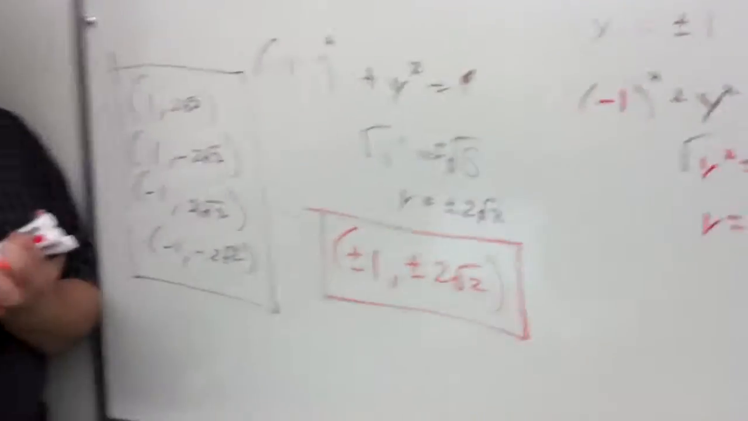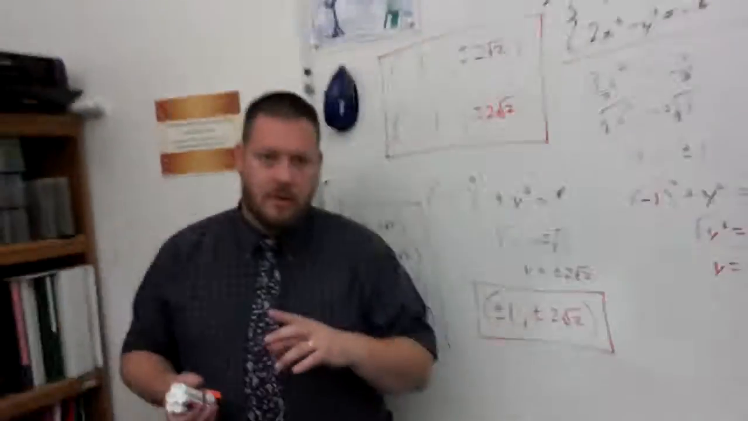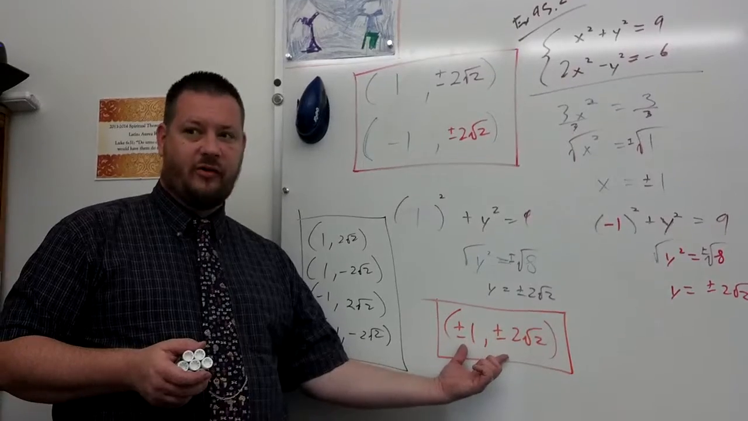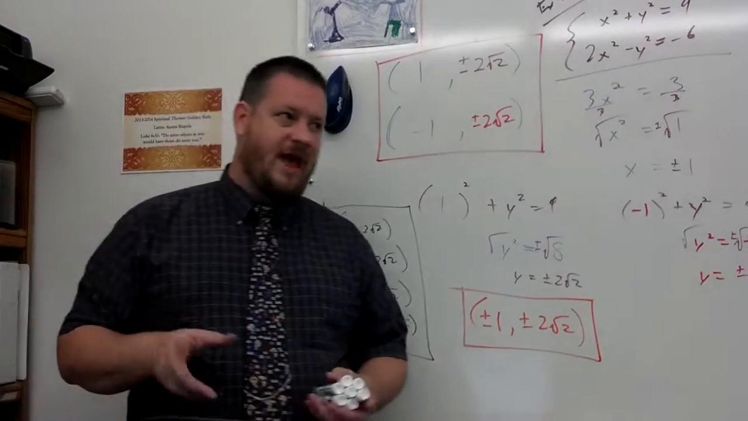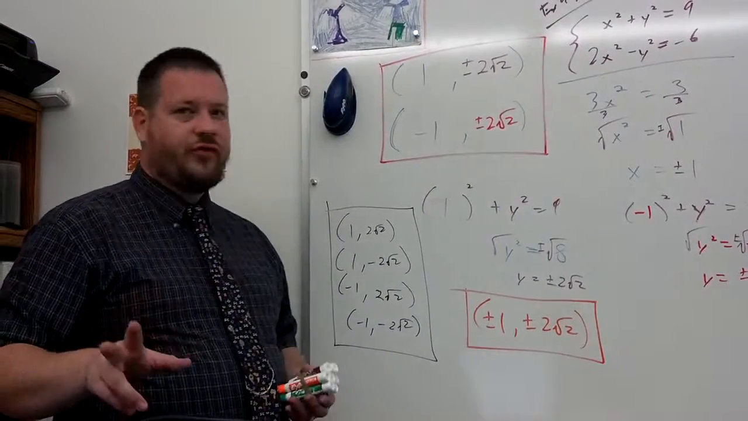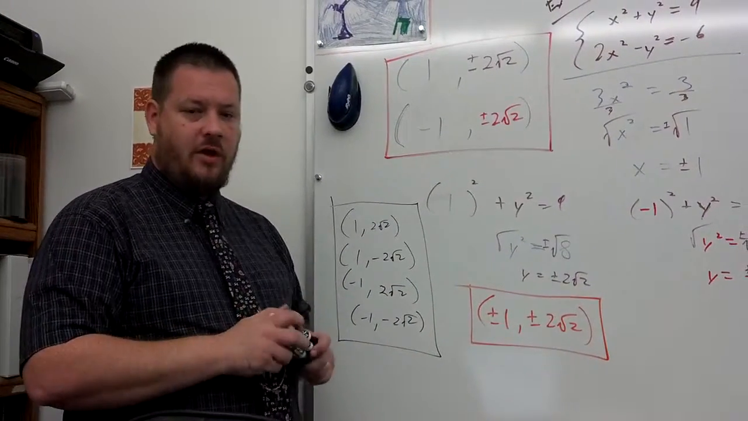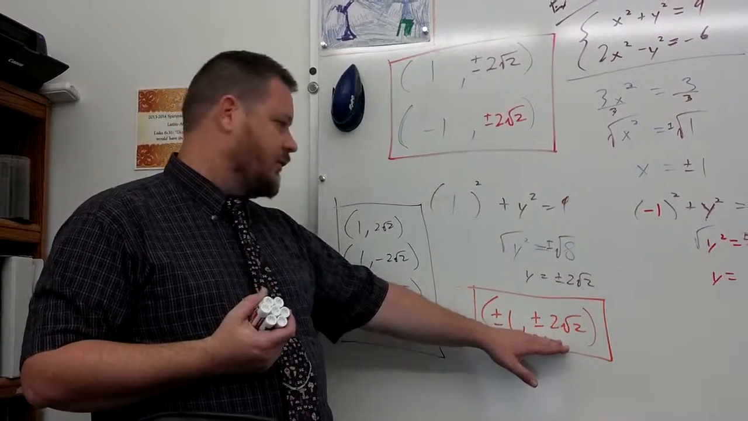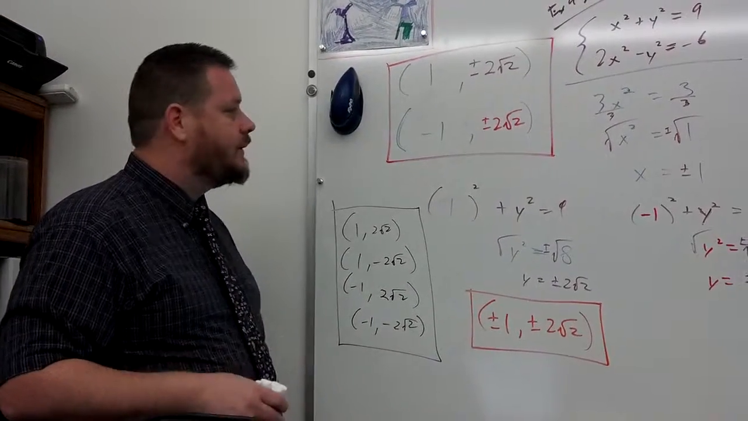Here's what to watch out for, though. If you write something like this, this means all 4 combinations: plus plus, plus minus, minus plus, minus minus. If you have a problem that only has two solutions, you don't do this, because this means four answers. I will accept this when there are 4 answers. So just be careful that you're doing it on the problems where that is the right answer.